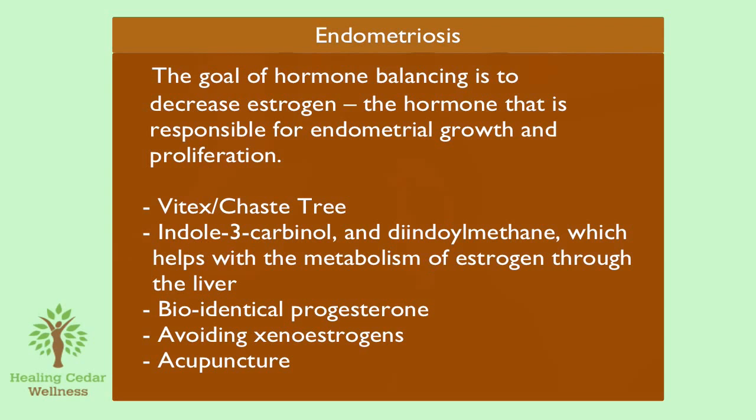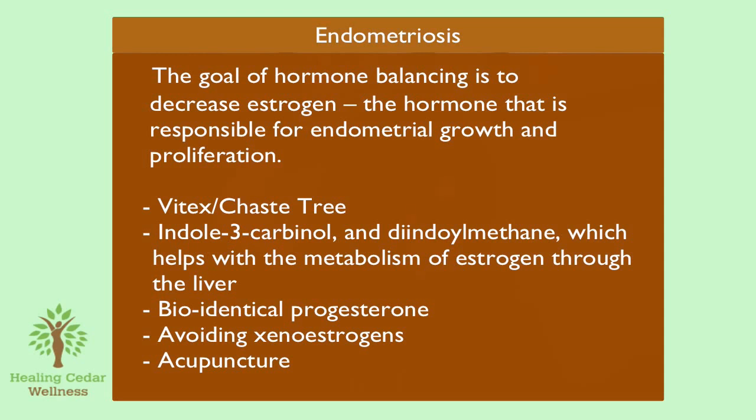To shrink endometrial tissue, hormone balancing, immune modulation, and antioxidant support is key here. And the goal of hormone balancing is to decrease estrogen. This is the hormone that is responsible for the endometrial growth and proliferation. So to decrease estrogen, we commonly use Vitex or chaste tree. Indole-3-carbinol or diindolylmethane can also be used. These are extracts from cruciferous vegetables that help with the metabolism of estrogen by the liver.